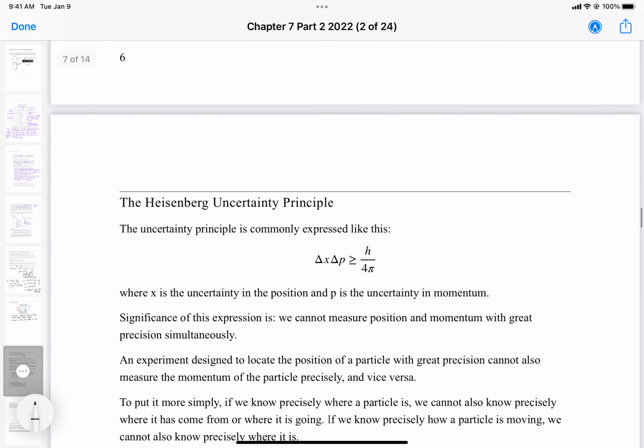All right, so now let's stop there, and in the next video, we'll start talking about the Heisenberg uncertainty principle in terms of the electron and in the atom. Okay, so I'll see you around then.